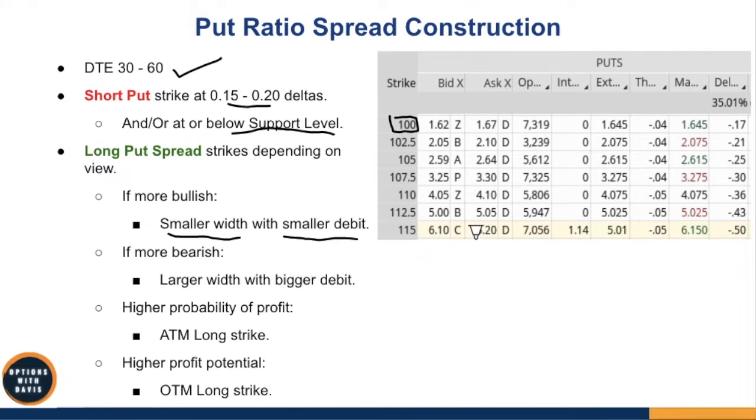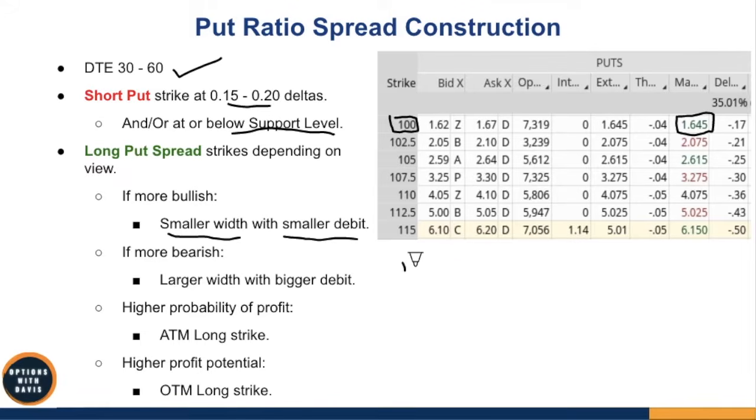So let's work this out together. Let's say, for example, we've decided that our short put is going to be the 100 strike price. For the 100 strike price, let's take a look at the mark. The mark is around 1.645. So let's round it off. We're going to receive a credit of 1.645.